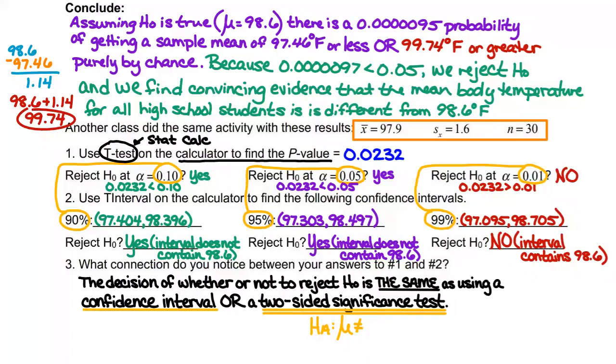So the alternative is mu is not equal to. If we're doing a greater than or a less than, we wouldn't necessarily have the same one-to-one comparison here. If you're doing less than, you're just looking at one side of it. Our decision to reject or fail to reject is exactly the same when we do a confidence interval or when we do a two-tailed, a two-sided, a not equal to significance test.